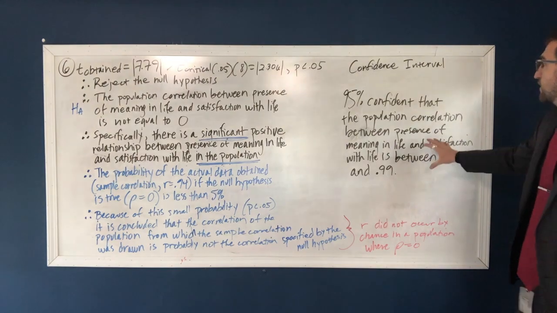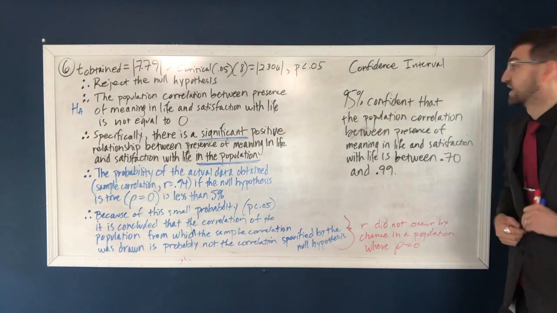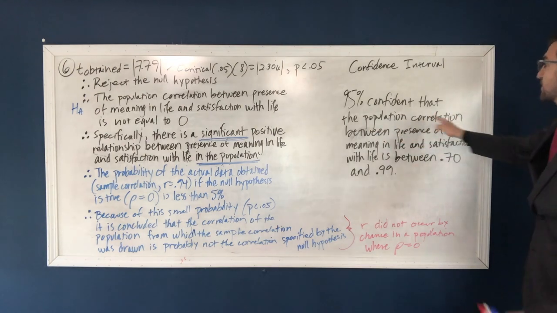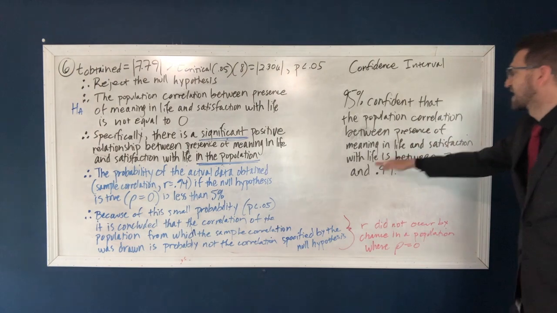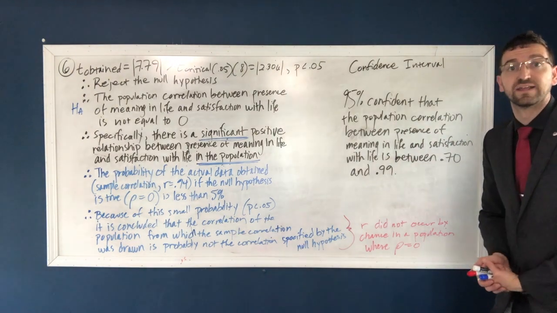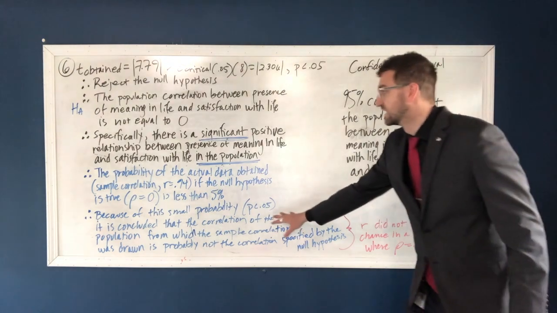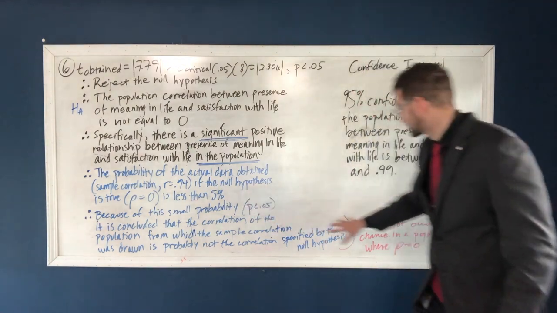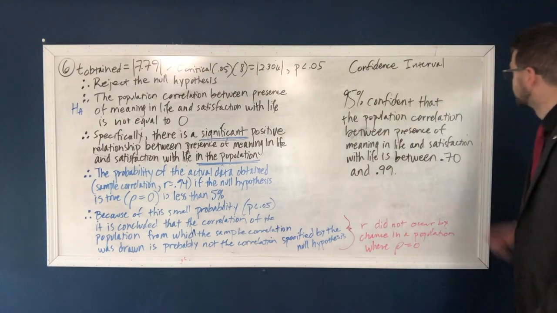Okay, so we're 95% confident, which is pretty confident, that the population correlation between presence of meaning in life and satisfaction with life is between 0.70 and 0.99. Okay, that makes a lot of sense based on our interpretation here.